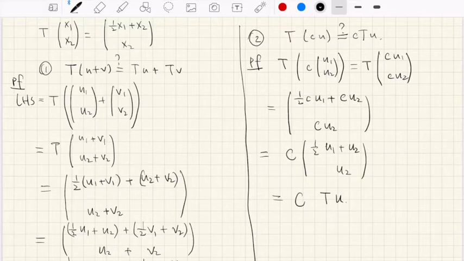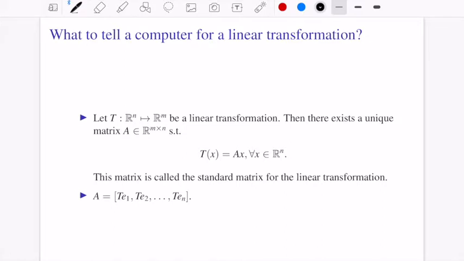All right, this is the proof of why the given transformation is linear. So if we know a transformation is linear, then we can implement this linear transformation by computer. But in your programming, you must tell the computer what to do. And what to tell the computer is something we don't understand yet. So suppose T is a linear transformation mapping from n-dimensional space to m-dimensional space.